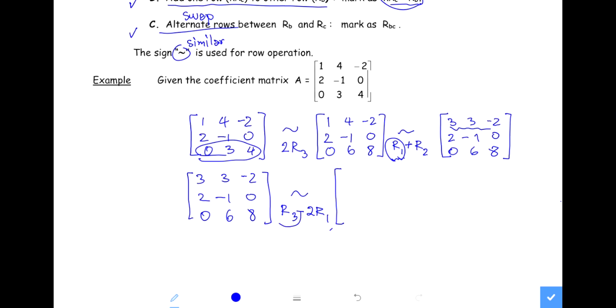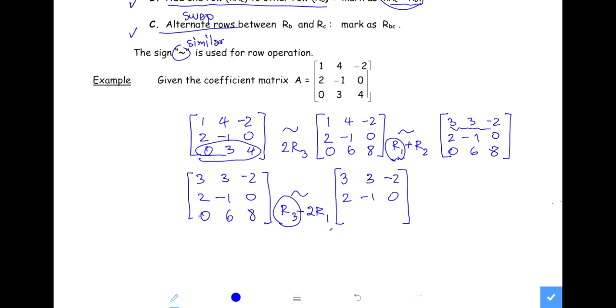Here, you see that I start writing with R3, so something is going to be changed in my R3. The other two rows will be unchanged, so I can just copy and paste them. Nothing is going to change there. But here, R3 minus 2 R1, so I have to do it now.